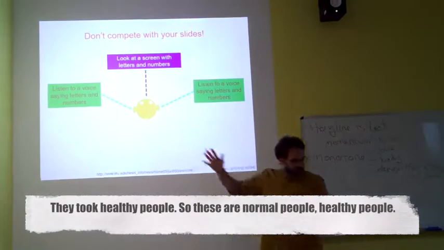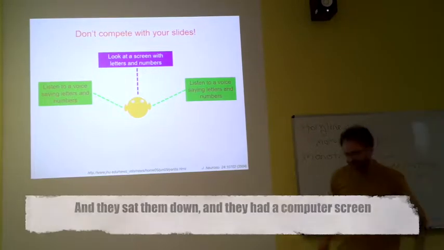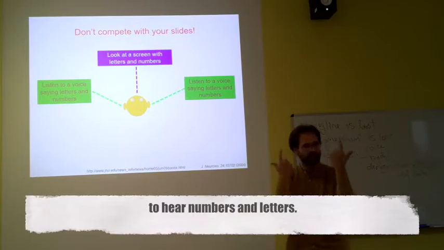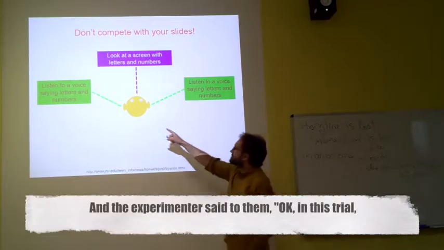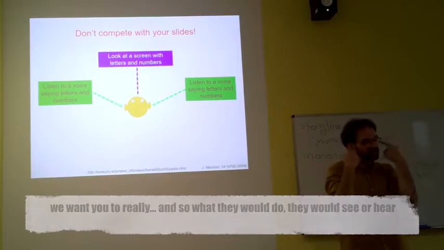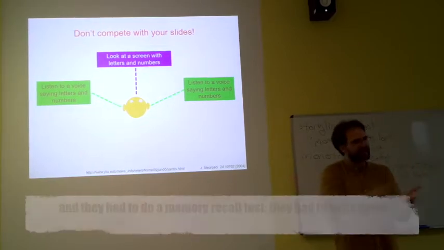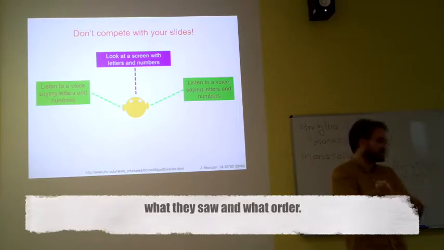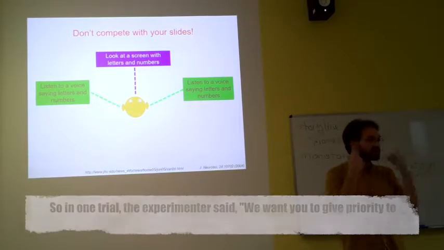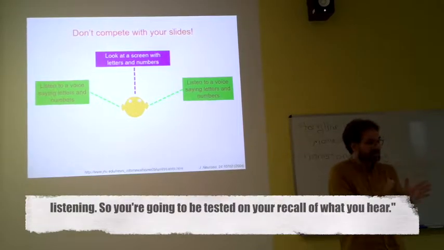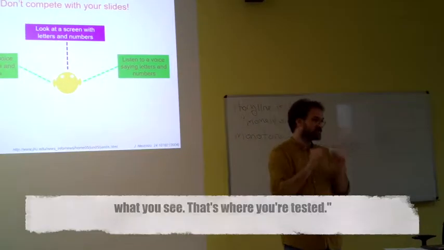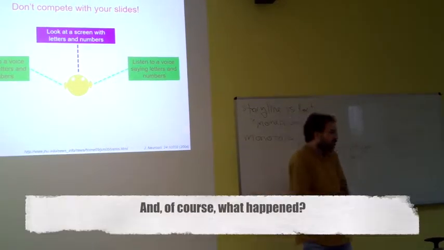They took healthy people, so these are normal people, and they sat them down, and they had a computer screen to look at numbers and letters, and they had headphones to hear numbers and letters. So what they would do is they would see or hear numbers and letters, and then it would end, and they had to do a memory recall test. They had to write down what they saw in what order. So in one trial, the experimenter said, we want you to give priority to the listening. So you're going to be tested on your recall of what you hear. And then in the next trial, they were told, we want you to prioritize what you see. That's where you're tested.